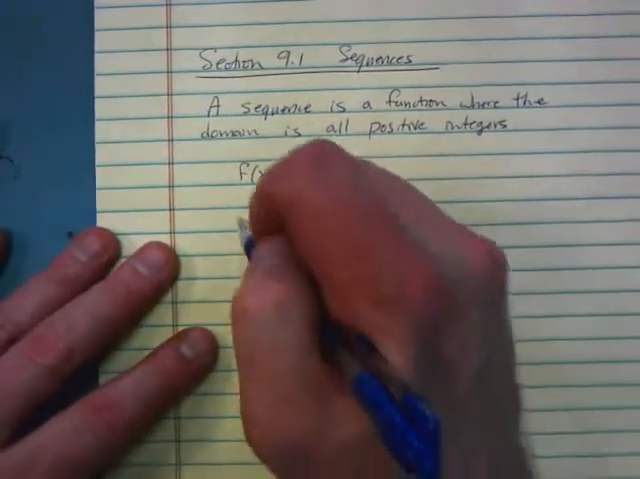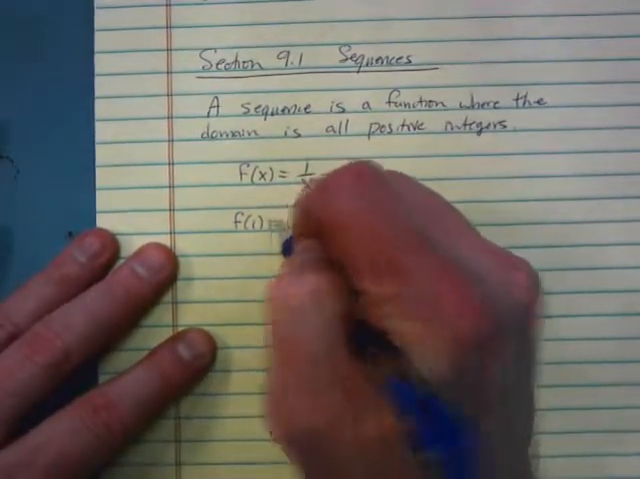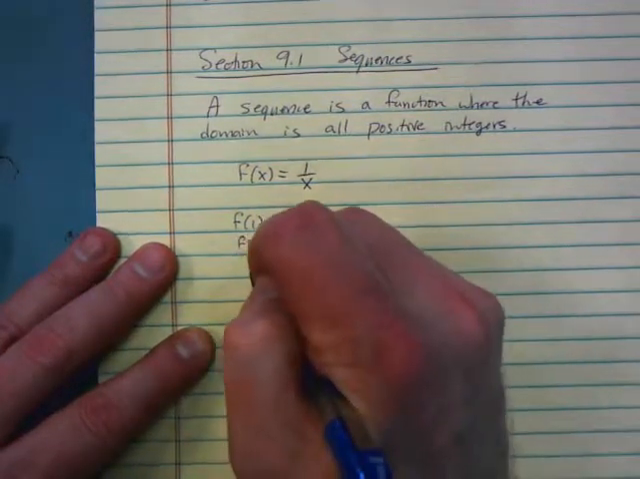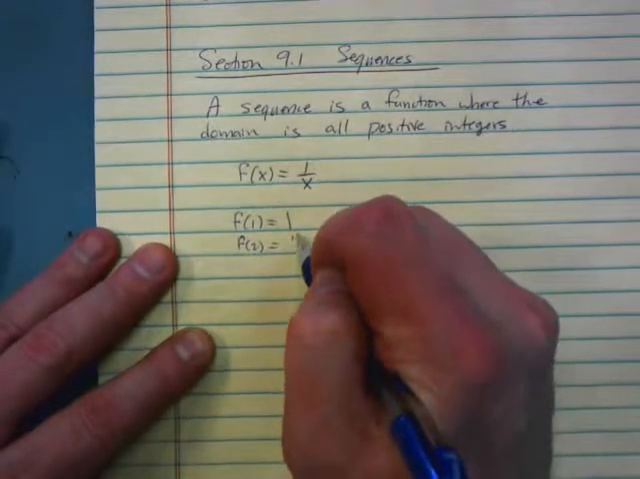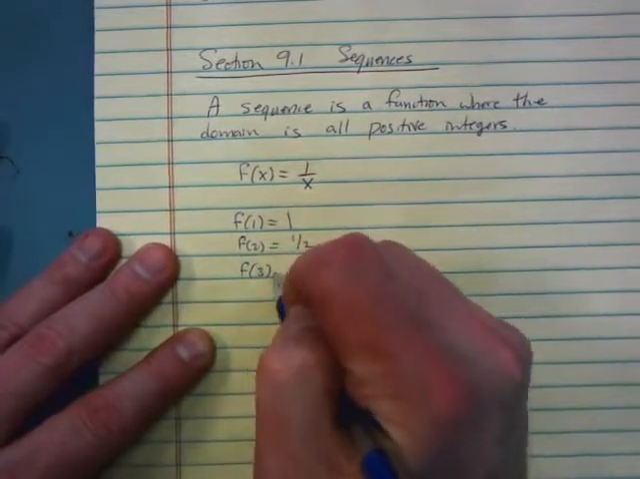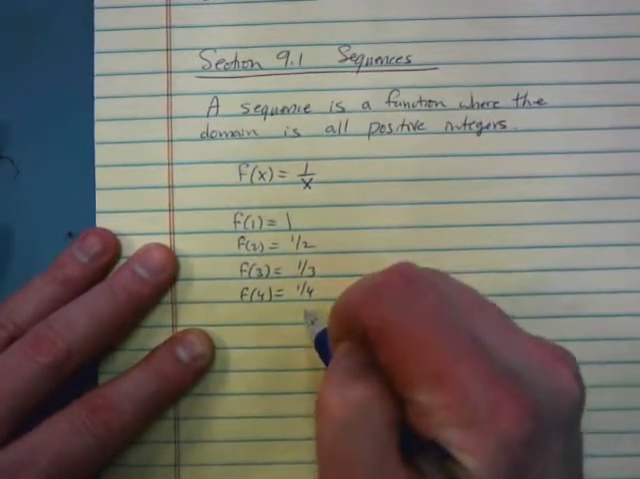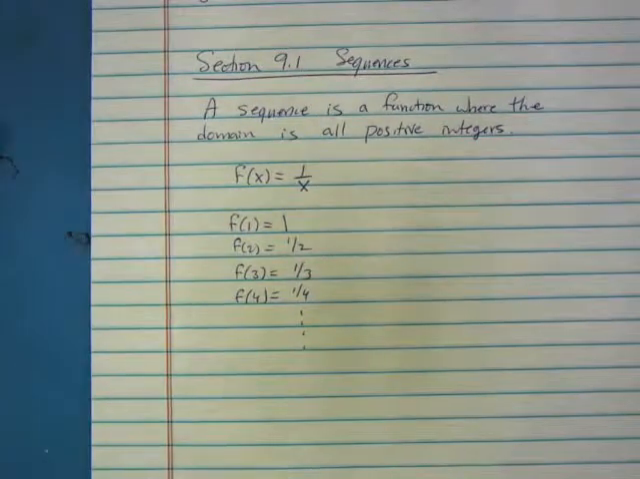So we could start writing down f of 1 is 1, and f of 2 is a half, and so on and so forth. F of 3 would be a third, f of 4 would be a fourth. So that would be a sequence.